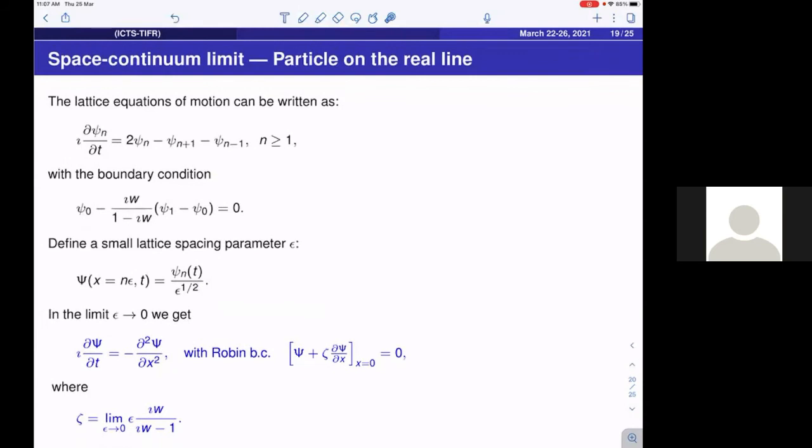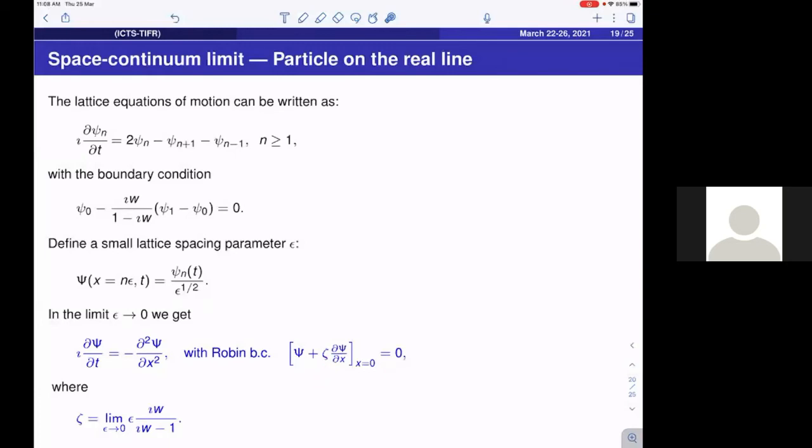I imagine that there's a spacing between lattice sites, which is epsilon, and the wave function will have an epsilon half factor, just to get the dimensions right. Then if I work with this object, from this equation I can see that if I take the epsilon going to 0 limit, I get the usual free Schrodinger equation. And this particular boundary condition now reduces to what are called Robin boundary conditions, which is a mixture of Dirichlet and Neumann boundary conditions.